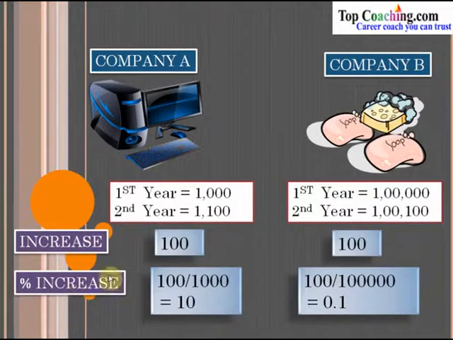So the percentage increase for company A is equal to 10%, and the percentage increase in the number of products sold for company B is equal to 0.1%. Now which is greater? Of course, company A has performed better in terms of increment in the number of products sold.